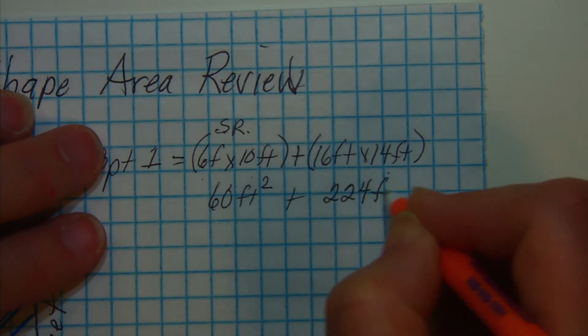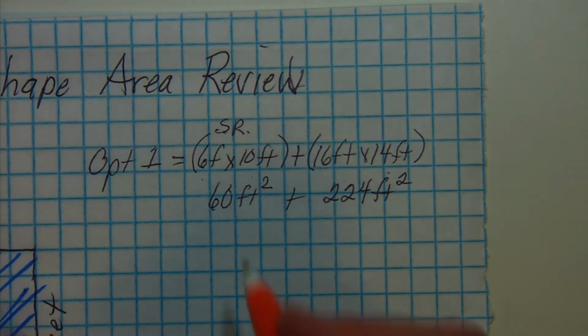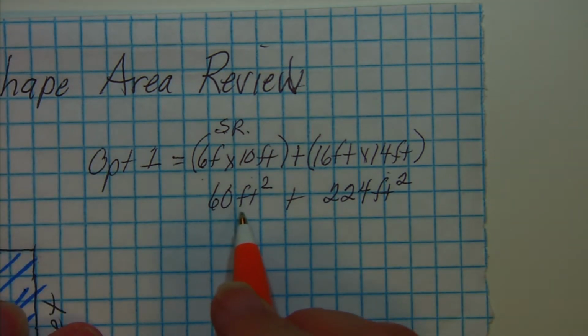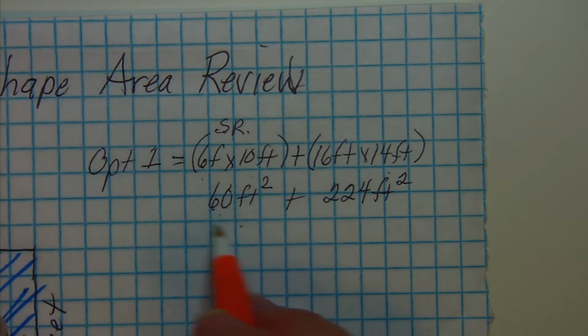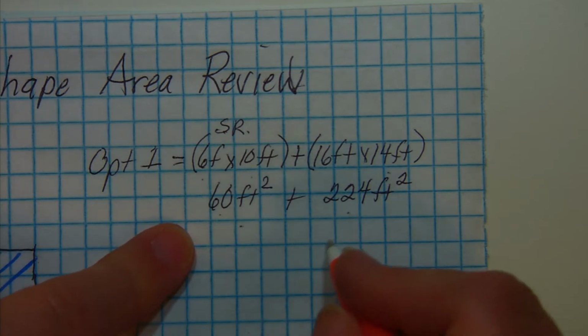224 feet squared, or squared feet. It doesn't matter how you say it. Alrighty? This is how you can write it if you were saying 60 feet squared. If you were to say the squared first, you'd just say 60 square feet. So now let's add those two together.